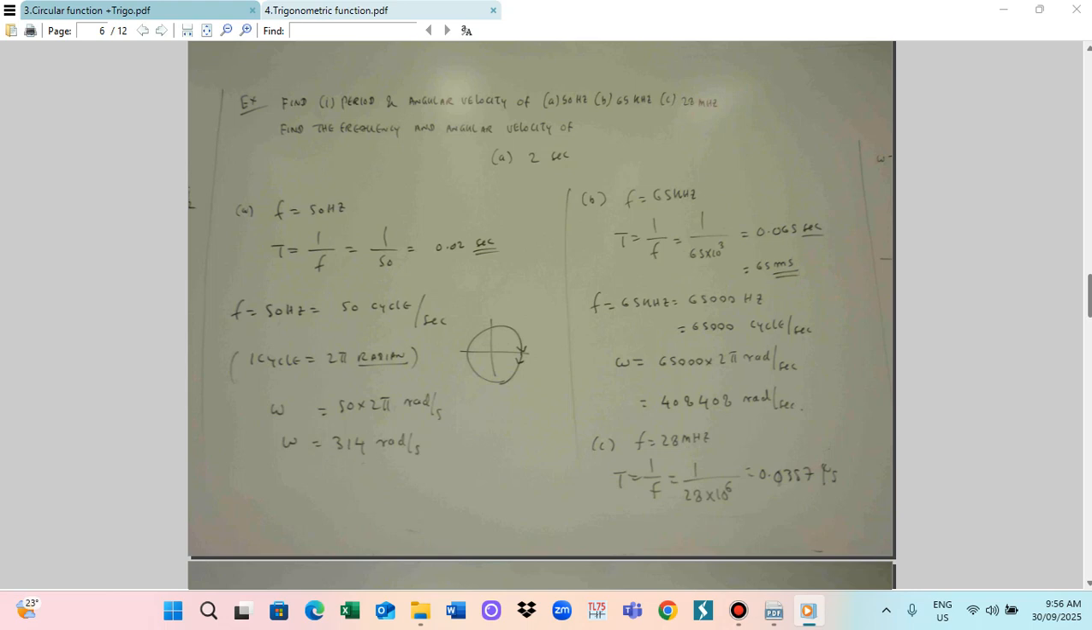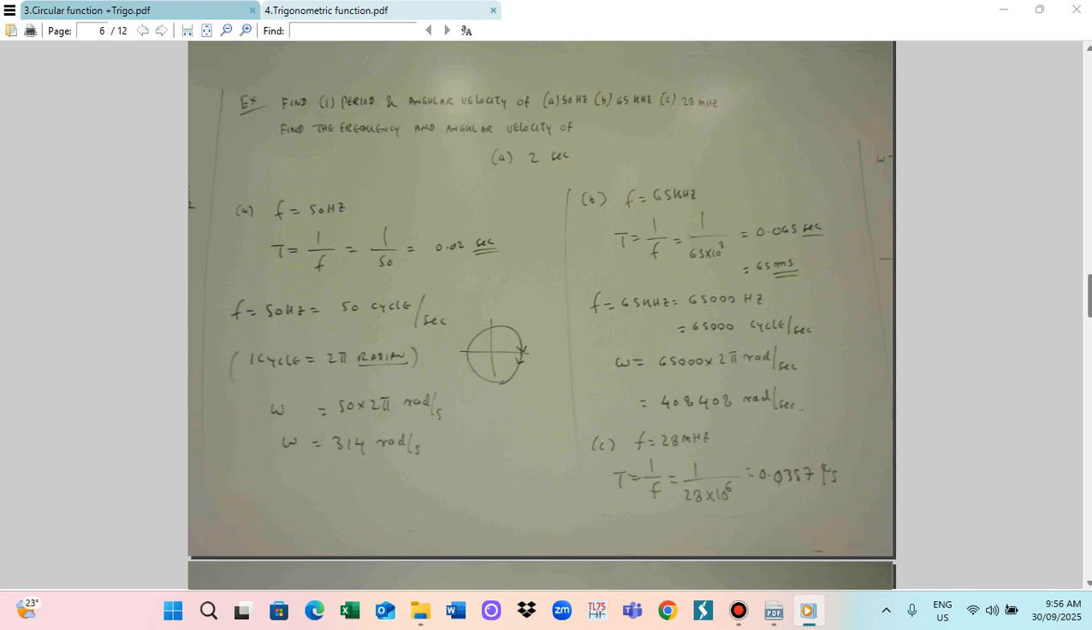And then we also need to calculate the angular velocity. The frequency is 50 hertz. This means 50 cycles per second. So one cycle is 2 pi radians. So 50 cycles means 50 multiplied by 2 pi radians per second. This is the angular velocity omega. So you get 314 radians per second. So the angular velocity we calculate is 314 radians per second.